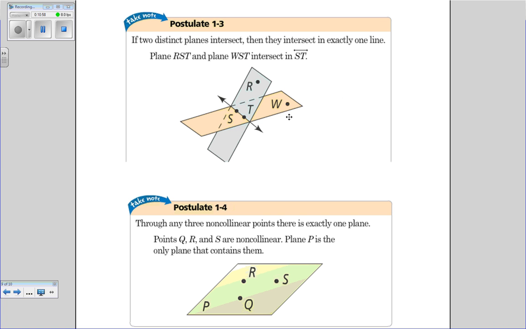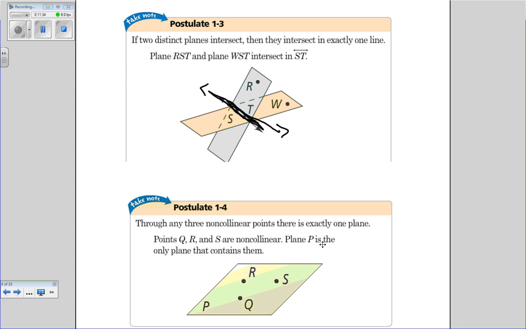Another postulate. If 2 distinct planes, again, they have to be separate, intersect, then they intersect in exactly 1 line. So we have our blue plane, plane RST, and we have our orange plane, plane STW. If you see where these guys intersect, it's right here. But since planes keep going forever and ever, so would this. This would make a line. It would keep going forever and ever. So plane RST and plane WST intersect in line ST.